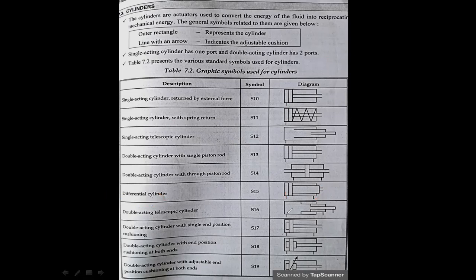The double acting telescopic cylinder, in the sense, this is one acting cylinder. These are telescopic cylinders. We will have two sets of cylinders, three sets of cylinders, so depending upon the application, it varies. Okay. Right. Next, double acting cylinder with single end position cushioning.